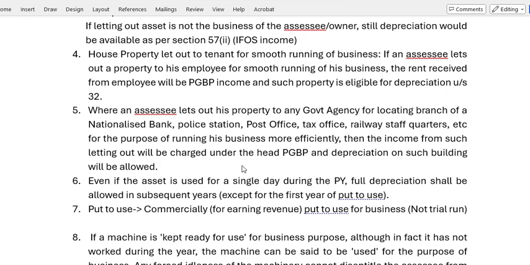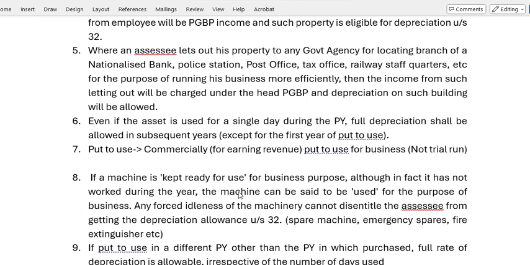Now, if you have rented out your property or building to some government agency, maybe a police station, bank, post office, tax office, railway staff quarters, etc., then the rent you are getting from this will be PGBP income, and you can charge depreciation on that. For example, you have a big factory complex in which maybe 5,000 or 2,000 workers are working. So you need a bank inside it, or a post office. So you are letting out one building to a government agency for commencing a bank or a post office there. Then the income you are getting is business income. So it can be considered as PGBP income, and you can charge depreciation on the building also.